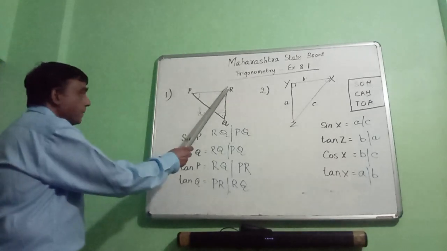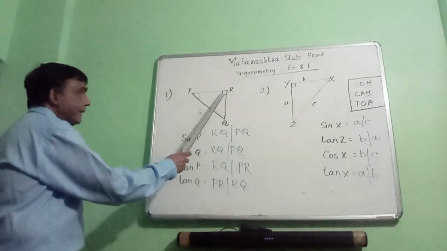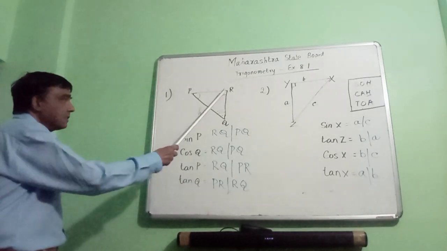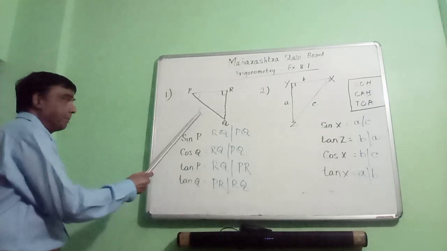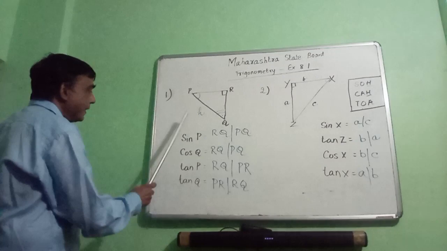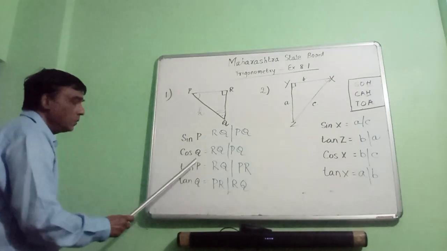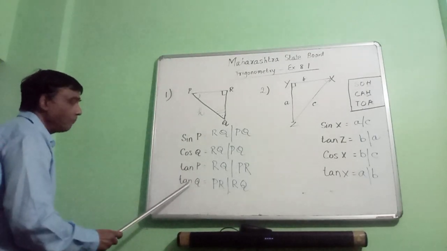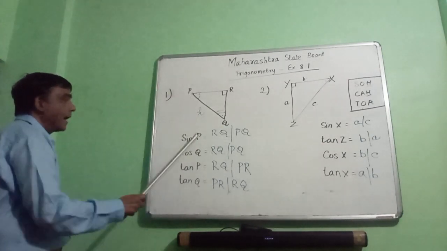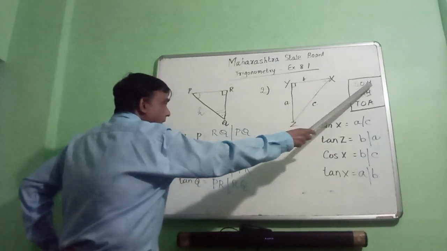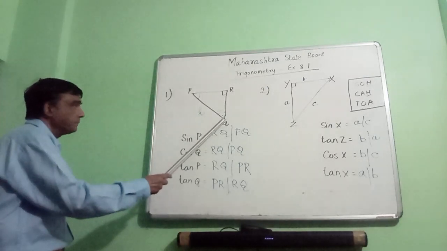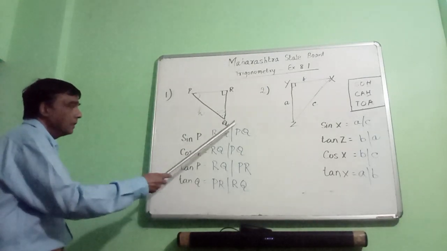There is a triangle PRQ which is 90 degrees at R. We know that the side just facing the right angle is the hypotenuse. I have to find sine of P, cos of Q, tan of P and tan of Q. For P, sine means opposite divided by hypotenuse. So RQ is the opposite and PQ is the hypotenuse.